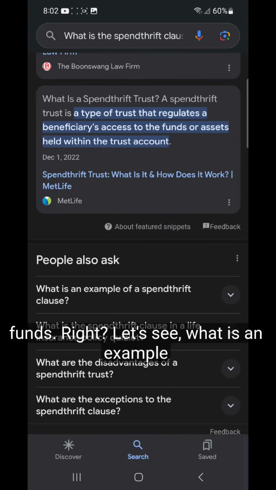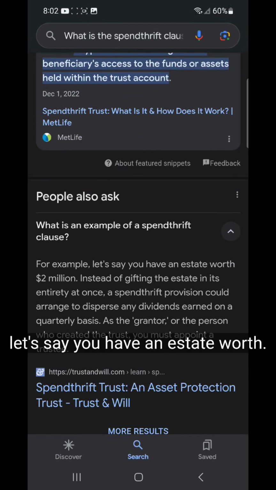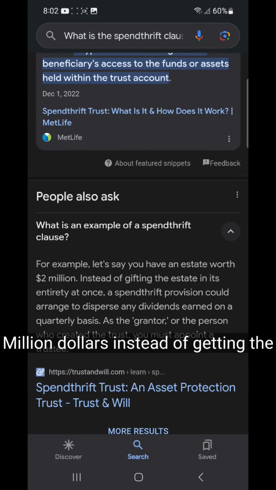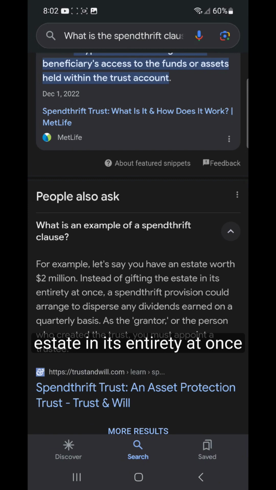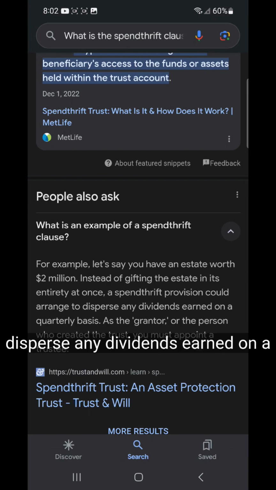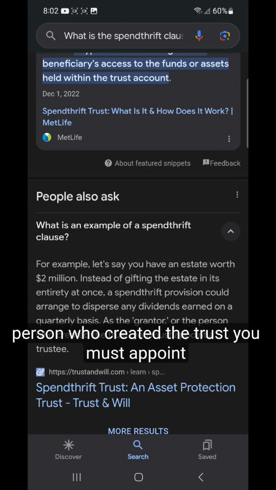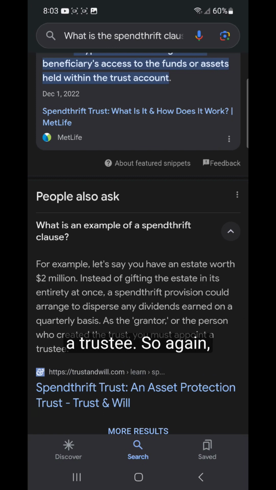Let's see, what is an example of a spendthrift clause? For example, let's say you have an estate worth $2 million. Instead of getting the estate in its entirety at once, a spendthrift provision could arrange to disperse any dividends earned on a quarterly basis. As the grantor, or the person who created the trust, you must appoint a trustee.